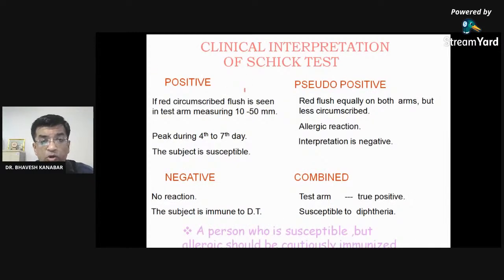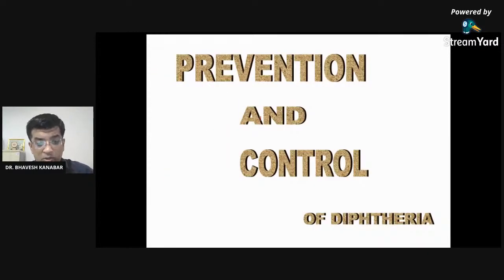So, prevention and control of diphtheria. Before going into the detail, do you know how diphtheria can be prevented? What do you know about prevention of diphtheria?